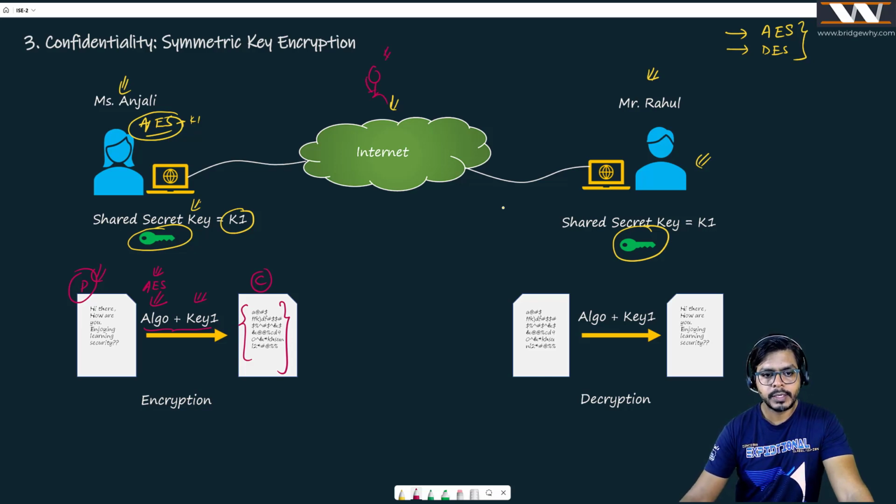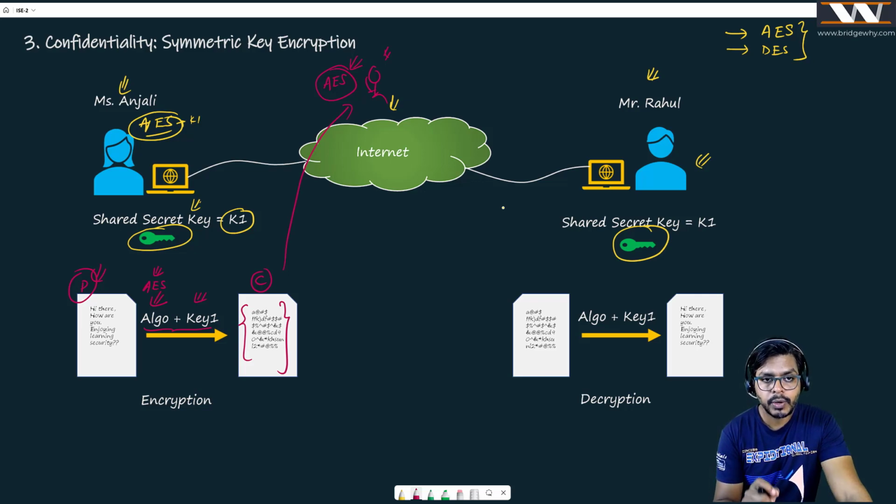Suppose this intruder receives this ciphertext. He can't read it. Why? Because maybe he knows the fact that it is encrypted by an algorithm which is known as Advanced Encryption Standard, or AES, but the problem is he doesn't know the key with which Anjali has secured this message, which is key one.